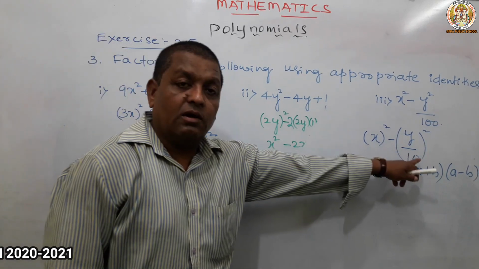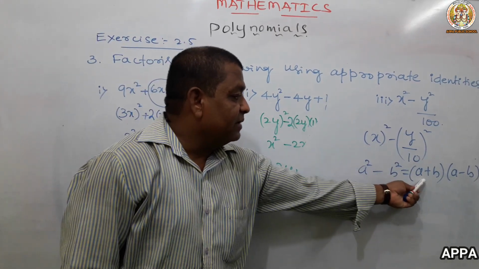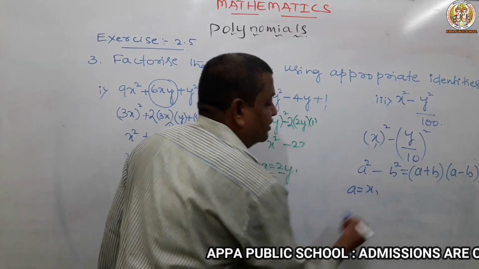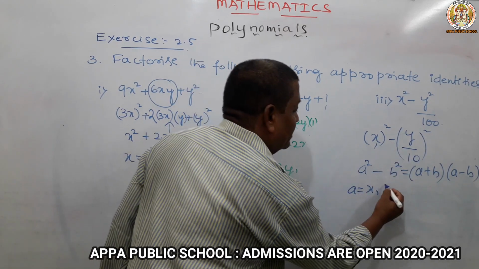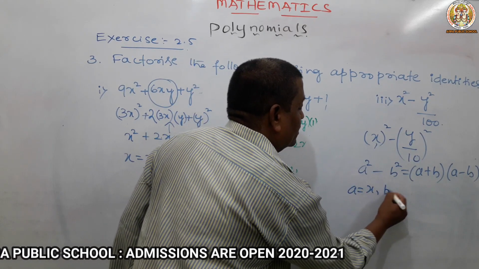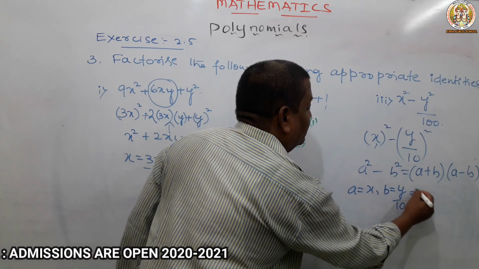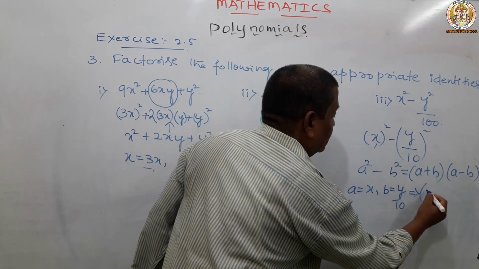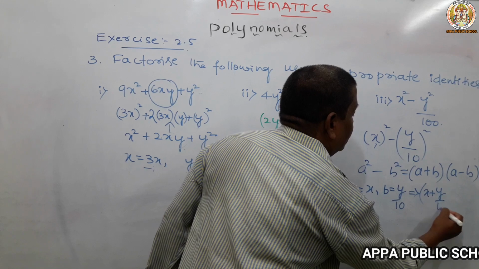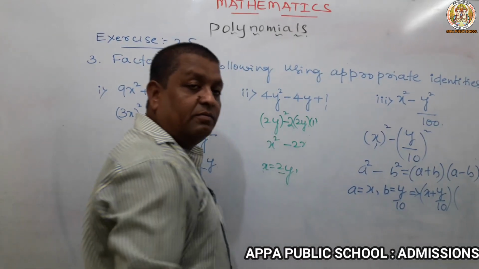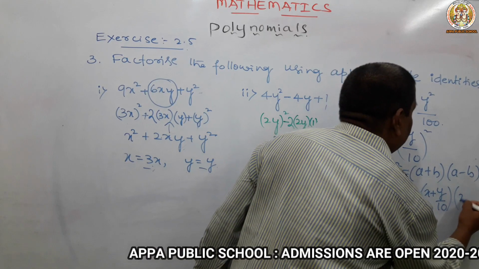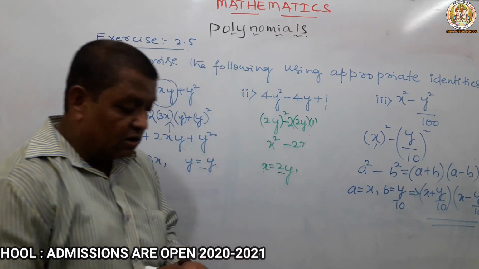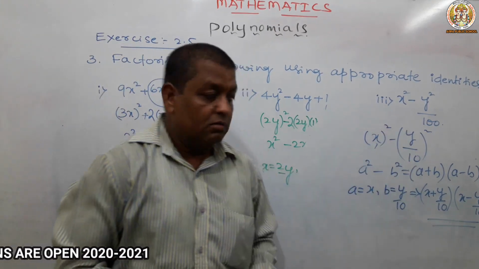Everybody knows this formula. a square minus b square means a plus b into a minus b. What is our a value? Definitely it is x. a is equal to x. What is our b value? y by 10. So write that b value, y by 10. Afterwards, substitute the values in the formula. a plus b, x plus y by 10. Next, a minus b, x minus y by 10. So, see how easily we got the factors of the given question.